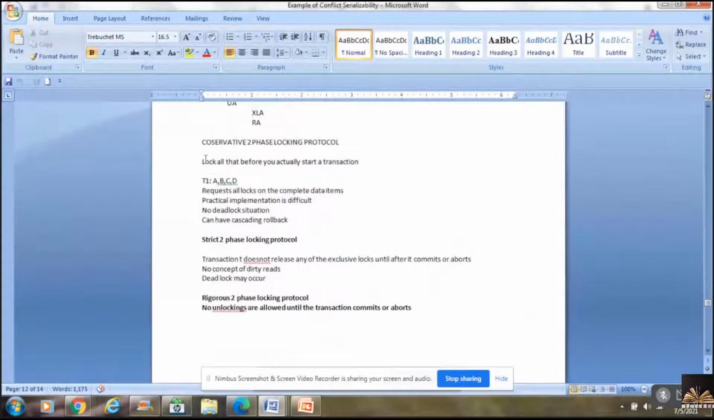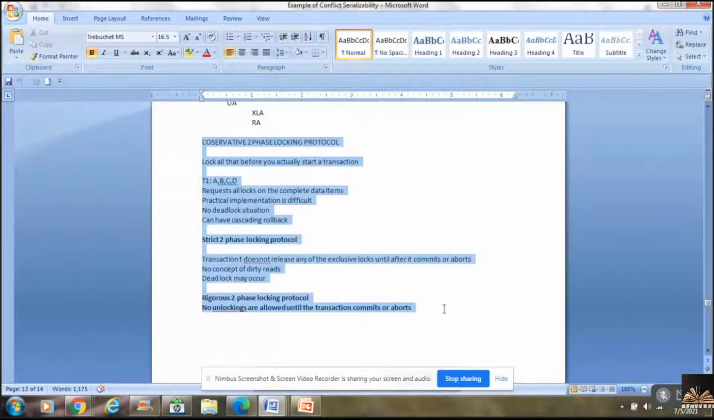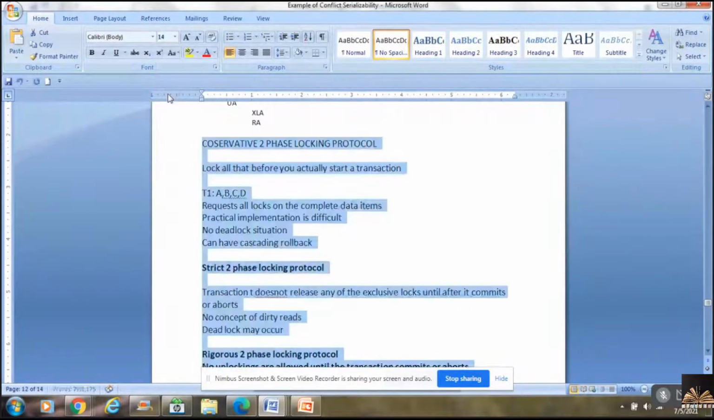In the previous class, I was talking about these things. Conservative two-phase locking protocols. Lock all that before you actually start a transaction. What you have to do in conservative would be you have to lock all the database items before you actually start working.